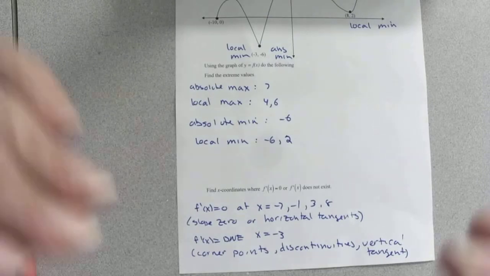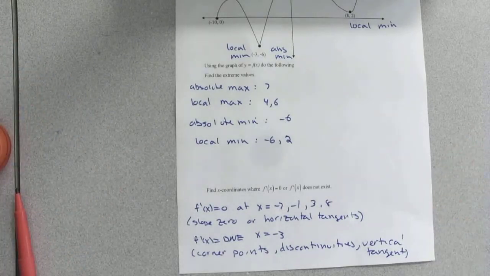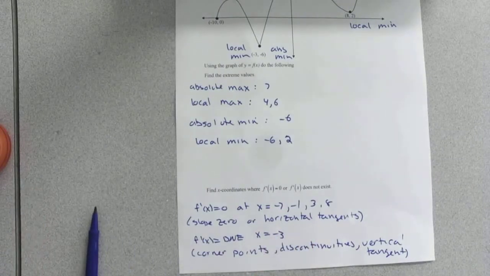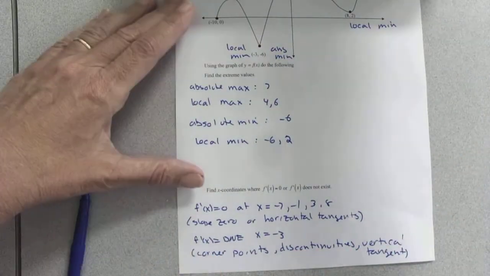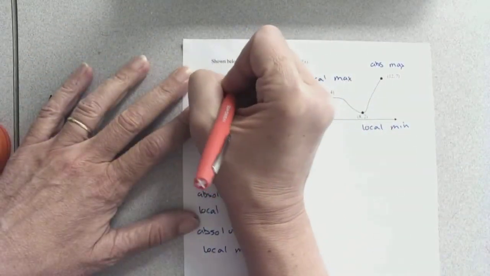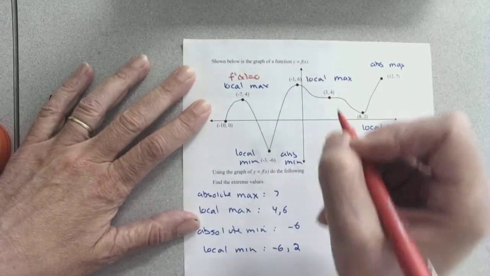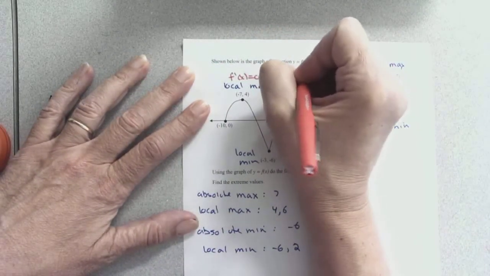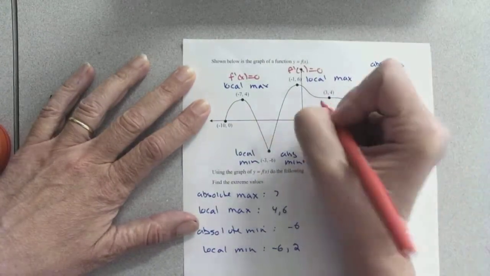So I'm going to take this information back up on the graph. So I'm going to bring this back down so we can see just the graph. And I'm going to mark these up in red. So f prime was 0, was there.